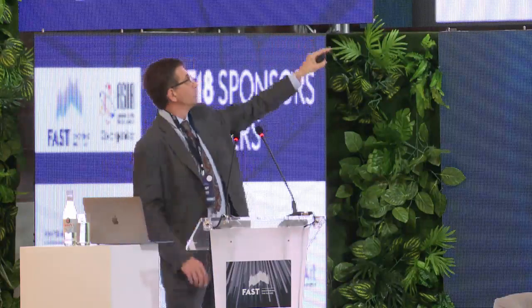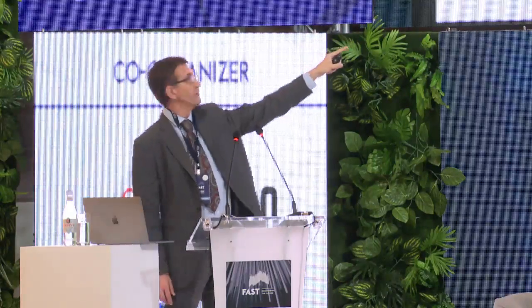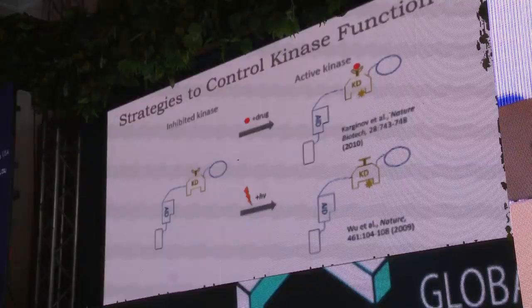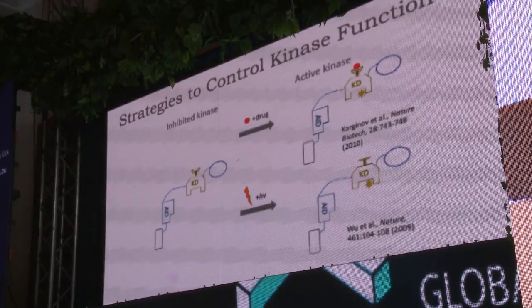If you add a drug, through allostery, it will activate the kinase domain. So you'll have a star in the kinase domain. Otherwise, it's kinase dead. Or you use light, and through allostery or steric interactions, you can also do the same. So you can use light or drug, and there are benefits to both.